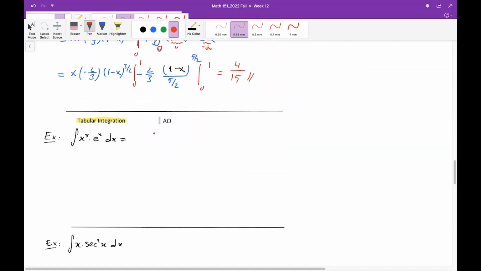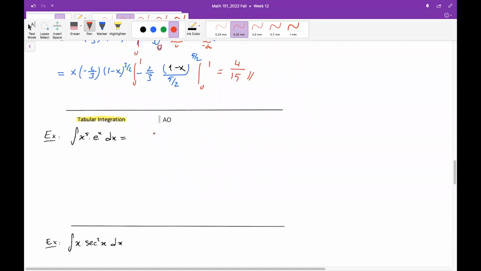Okay, and finally, I want to show you this example, which we call tabular integration. This is a quick way of applying integration by parts over and over again. You see, this is a very high power, meaning that you will apply integration by parts 4 times to get rid of this polynomial part. So you can just write u dv every time you apply integration by parts, but there is another quick way of finding the result here, which is called tabular integration.